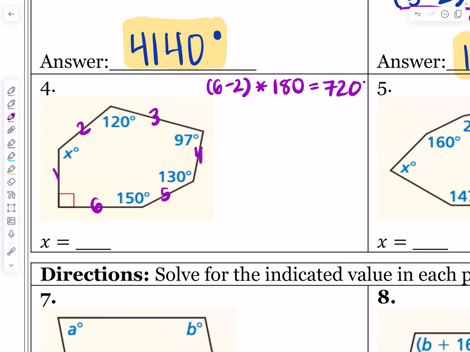720 total. So I'm just going to add all of those up to 720. So I can put a 90 here if I need to, so I don't forget to add that. And so I'm going to add them all up. I'm going to say x plus, and I kind of like to underline them as I go, 120 just so I know I've used them, plus 97, plus 130, plus 150, and then don't forget that 90 that I wrote in. Plus 90 should have an interior angle sum of 720 degrees.